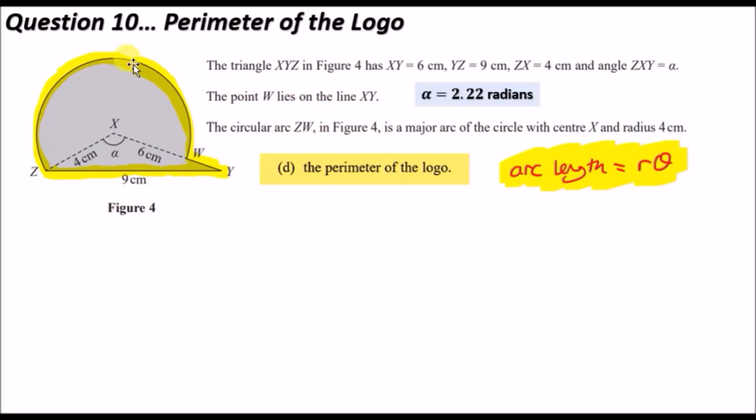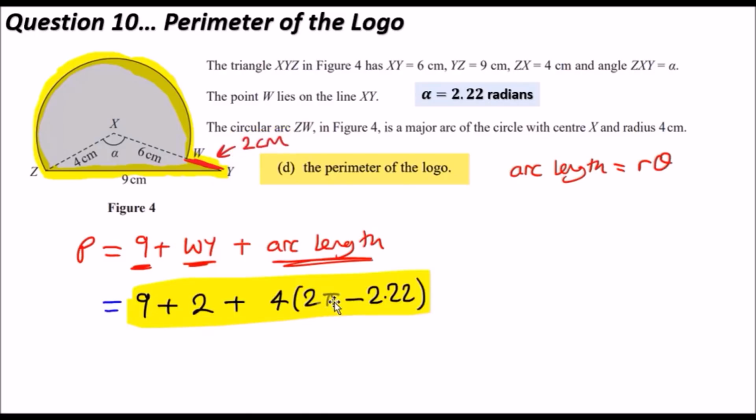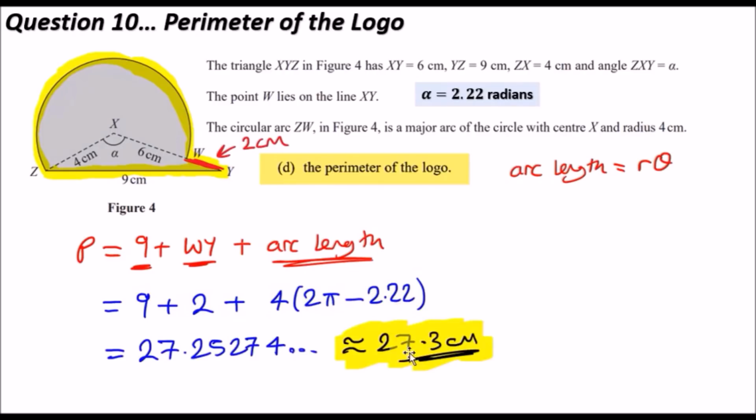And then we also have the arc length, and the arc length is defined as r theta, radius times the angle that it's reflecting. So the angle of interest would be this 2 pi minus alpha angle. So naturally it looks a bit like that, yeah? You should write it firstly like this, and then replace the arc length with radius 4 times 2 pi minus 2.22. So remember, that's the angle, this external angle, yeah? And that's it, guys. Just pop it in the calculator and you should get about 27.3, and that's it. Done.